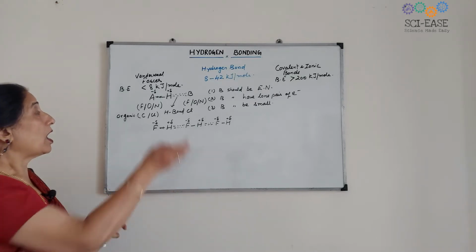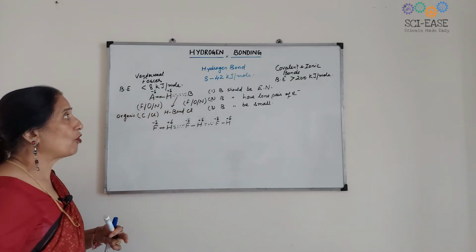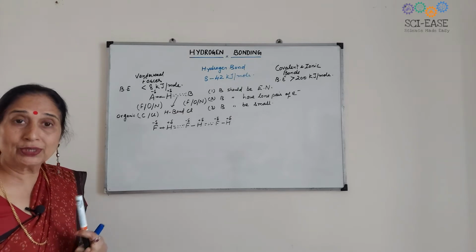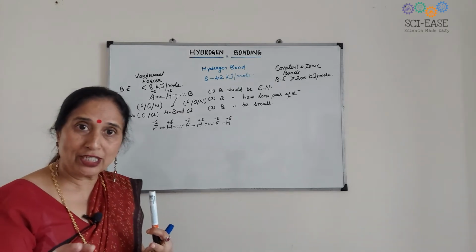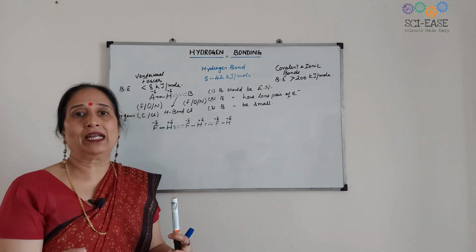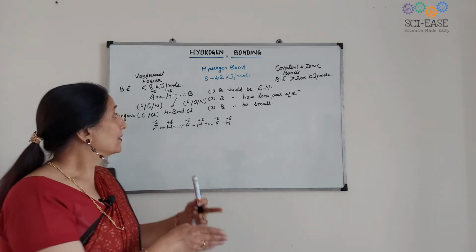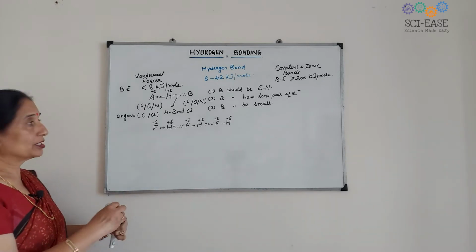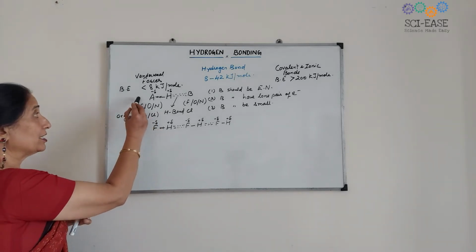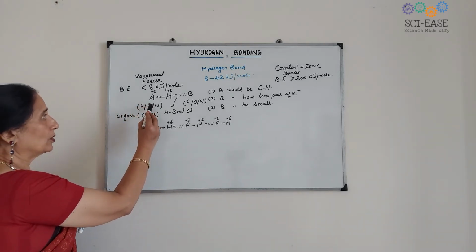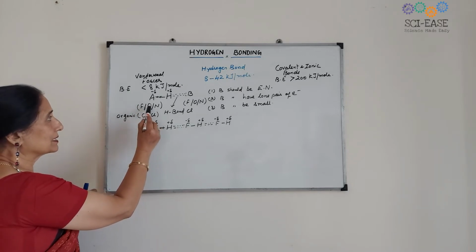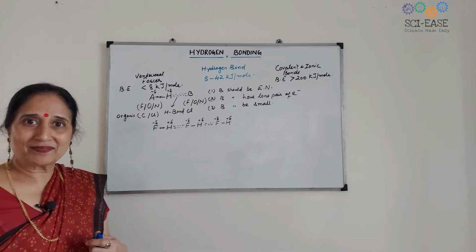Second thing, how this bond is formed: I have told you that there is involvement of hydrogen and electronegative elements. And the electronegative elements are fluorine, oxygen and nitrogen. The sequence is like this. Fluorine is most electronegative. And oxygen is lesser than fluorine and nitrogen is lesser than oxygen.